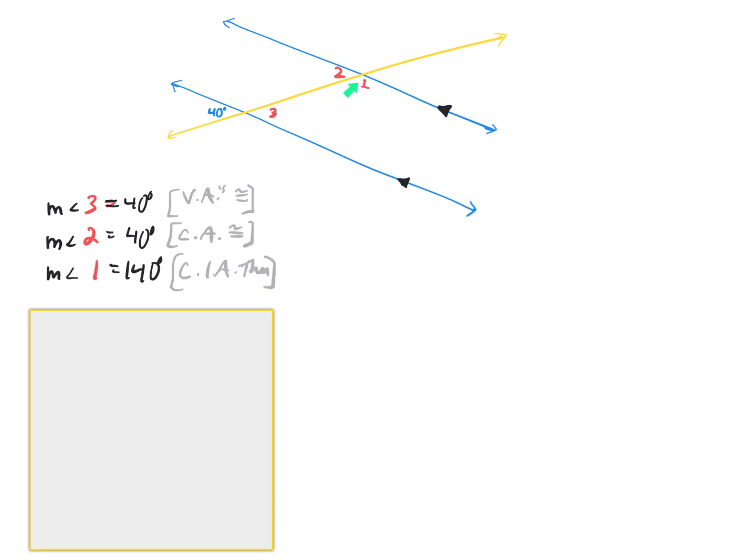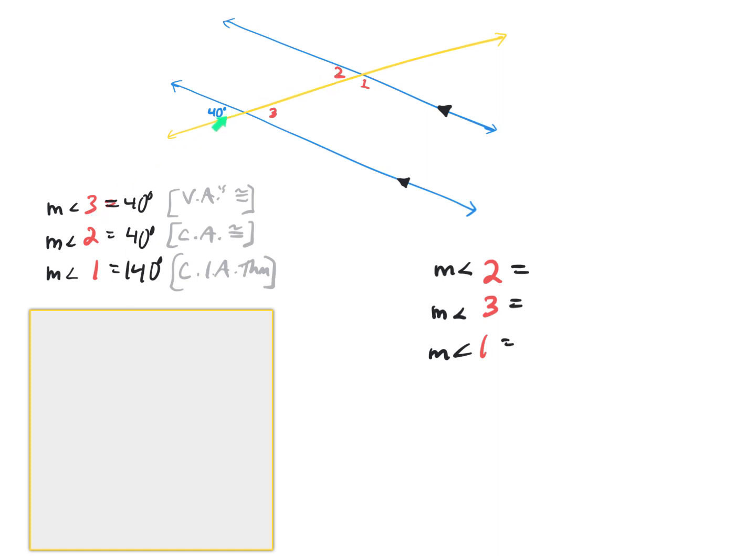So if we use the relationship between angle 1 and angle 3, then we know that the measure of angle 1 is 140 degrees, because angle 3's measure is 40 degrees, and these two angles have to be supplementary by the consecutive interior angles theorem. So 40 plus what number gives you 180? 140.